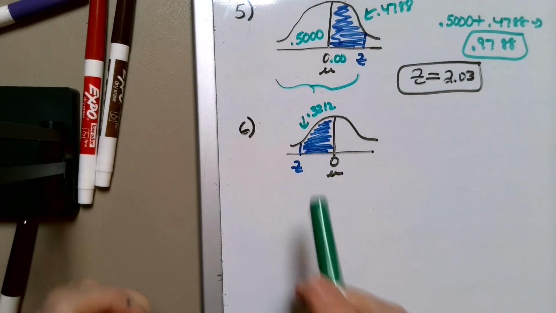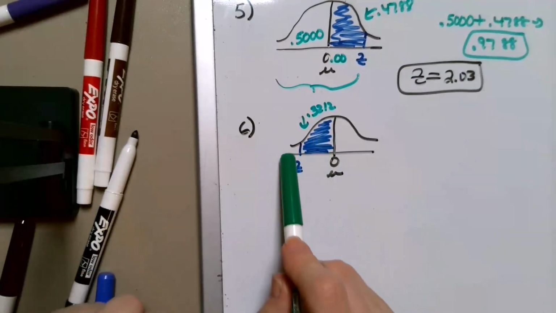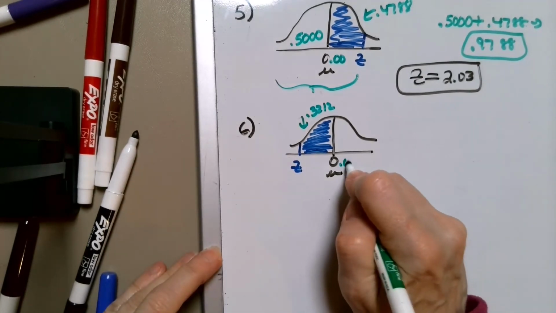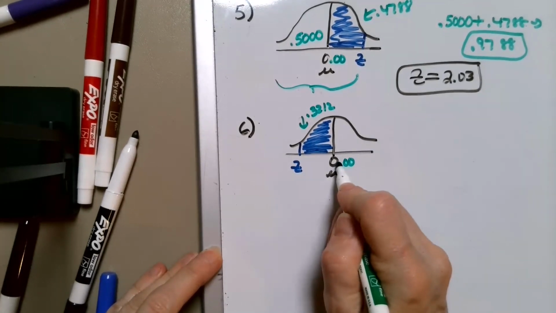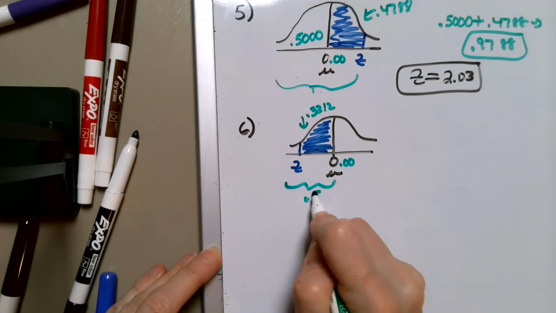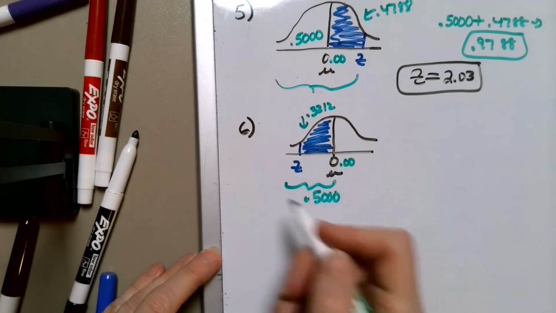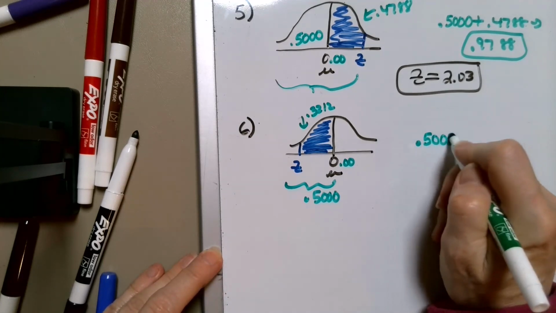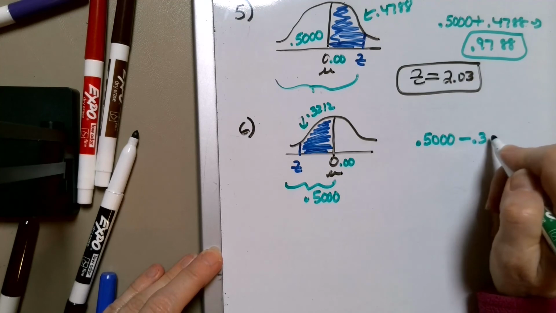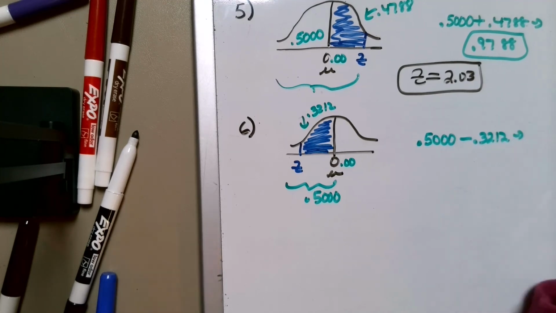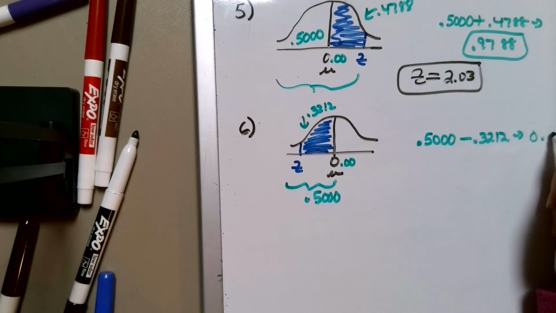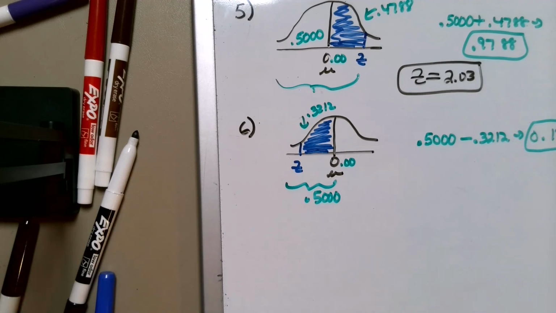If I want to know the z-score, I do not look up 0.3212. I need to know the area to the left in the left tail. So once again, you can either look up 0.00 and get the area to the left of 0.5000, or know that the whole left side is 50%. I'm going to subtract 0.5000 minus 0.3212, which is going to give me 0.1788, I believe. Hopefully my math is right, doing that in my head.